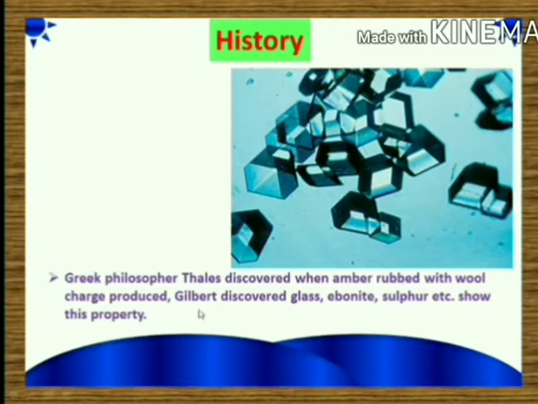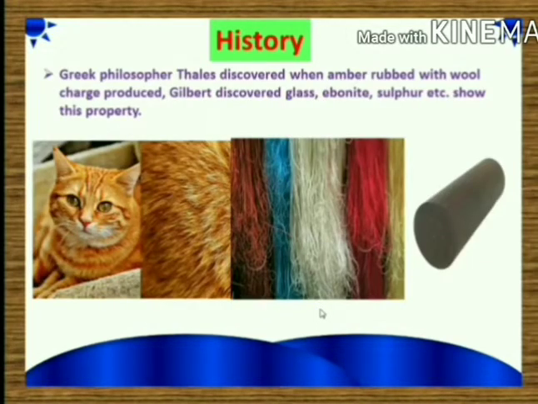This was first observed by the Greek philosopher Thales. Thales observed this phenomenon with amber and wool. But after that, Gilbert discovered that there are many other such materials which produce charges by rubbing, like glass, ebonite, sulfur, cat fur, etc. There are many materials.